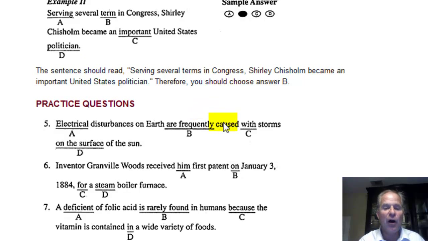Now we have are caused with or on the surface. So your incorrect answer here is with, because we're using what's called passive voice. So with should be changed to by, and then you can read the sentence to say this: Electrical disturbances on Earth are frequently caused by storms on the surface of the sun. On the surface of the sun is also correct. You're using on, and then you have a determiner, and then you have a noun, surface. So the prepositional phrase is being used correctly in that sense.